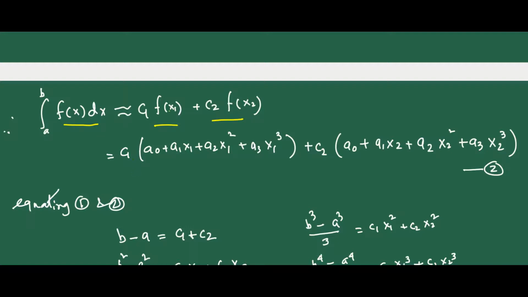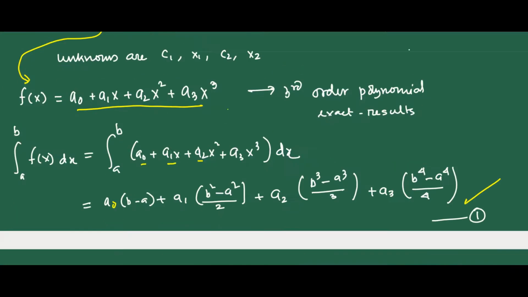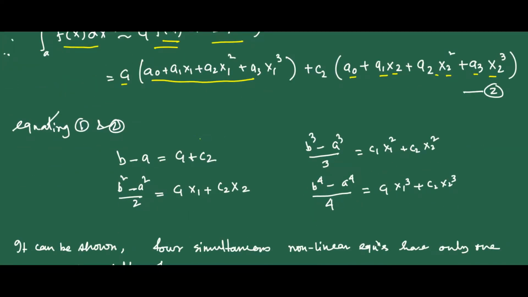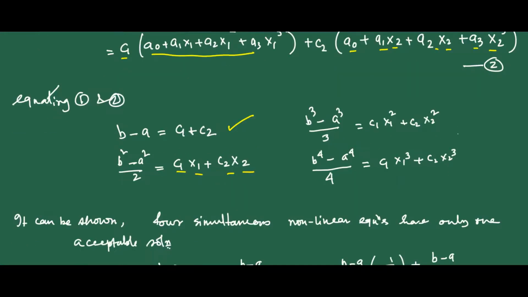Putting f(x1) as a third order polynomial, a0 plus a1 x1 plus a2 x1 square plus a3 x1 cube, and c2 times a0 plus a1 x2 plus a2 x2 square plus a3 x2 cube, if you compare the two expressions and compare the powers, you will get 4 nonlinear simultaneous equations. b minus a equals c1 plus c2, and (b square minus a square) by 2 is c1 x1 plus c2 x2. I hope you will calculate this in your homework.